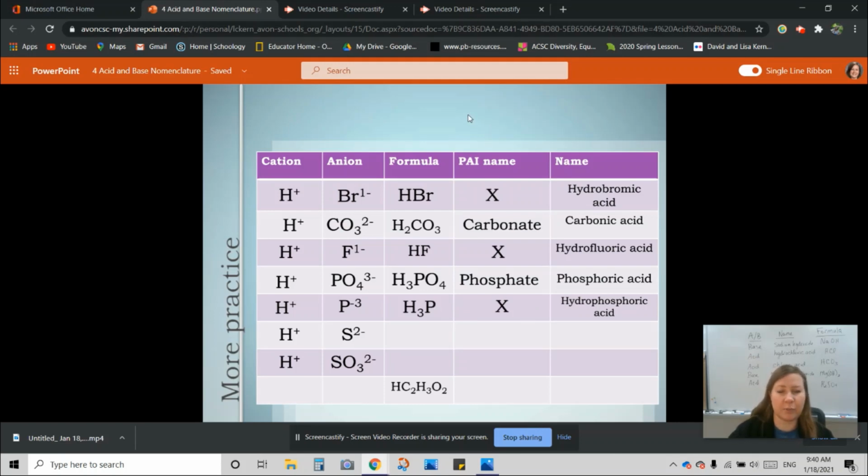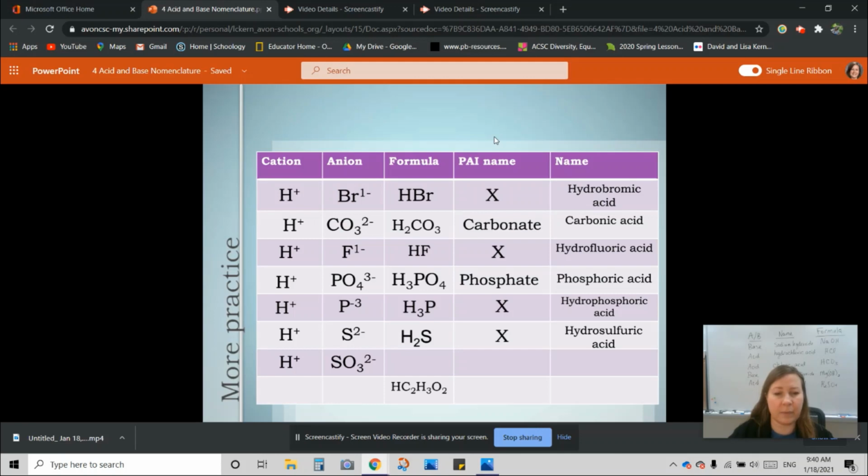Okay. If you had H plus and S minus 2, you would get H2S to balance the charge. Because S is not a polyatomic ion, we're going to start this with hydro and end with ic acid. So this is going to be hydrosulfuric acid.